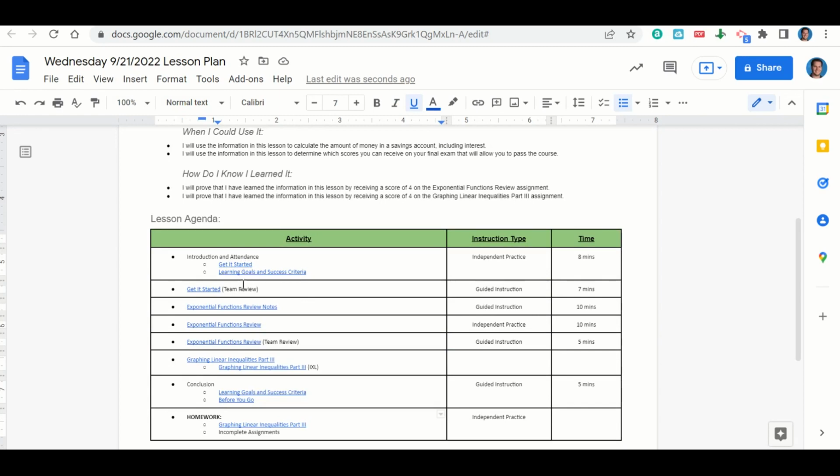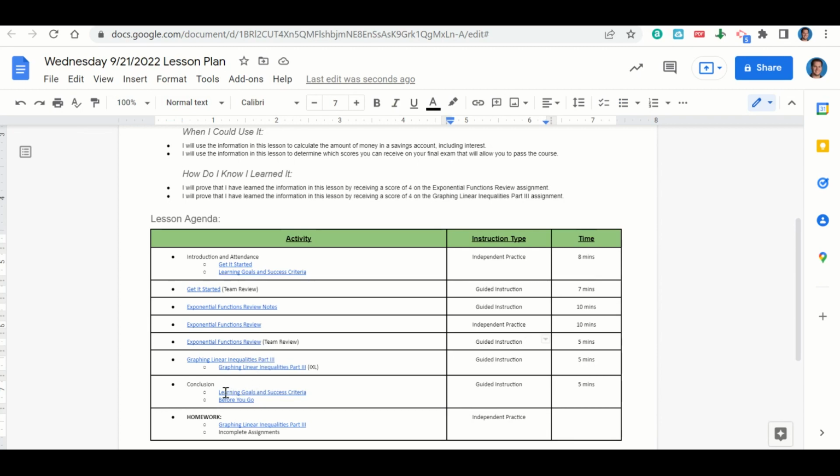Once you're done with your Get It Started, we'll go over it together and answer any questions that you may have. Then we'll go over the Exponential Functions Review Notes, and then after that you'll complete the Exponential Functions Review Assignment. Once you've completed the assignment, we'll go over it together and answer any questions that you may have. With about 10 minutes left of class, we'll go over the Graphing Linear Inequalities Part 3 assignment.